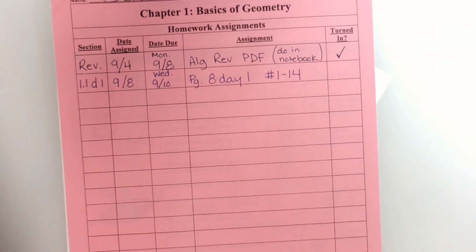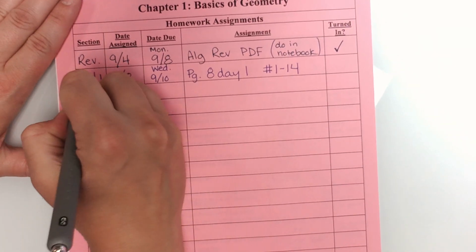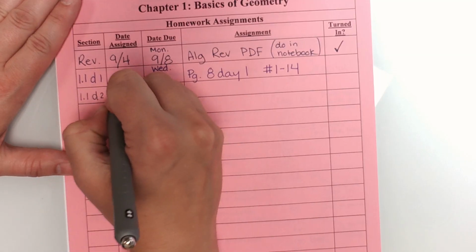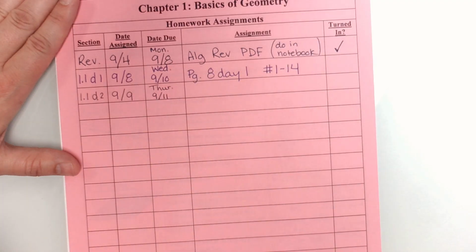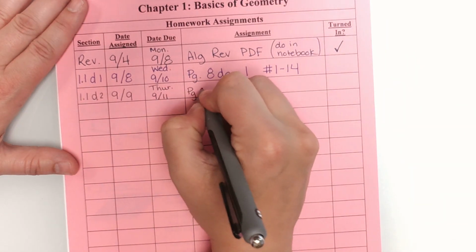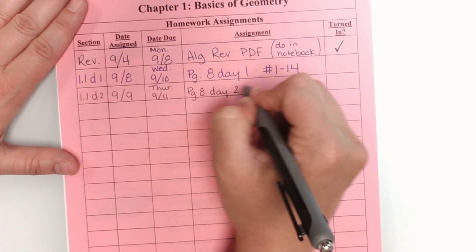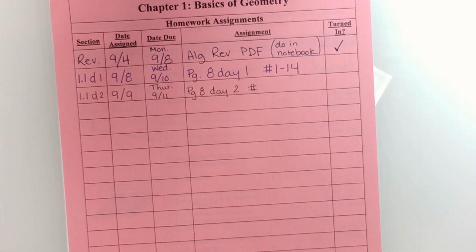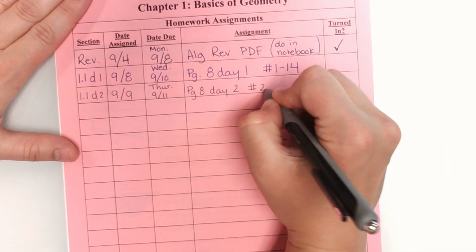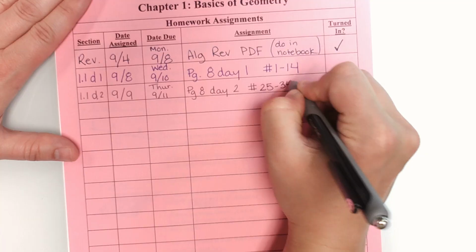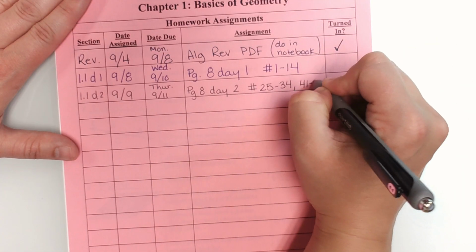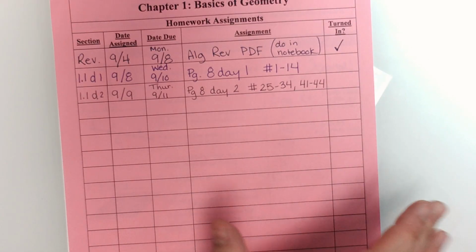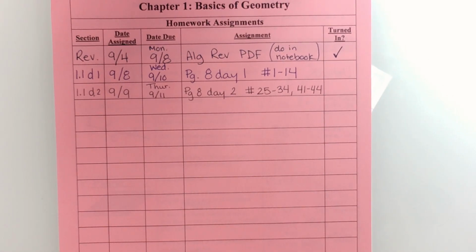Okay, that's enough of me talking. Today we finished up 1.1. It's Tuesday, so our homework's due on Thursday. Remember, on your homework assignments that you do in your book, please write the title of the assignment, which yesterday was page 8, day 1. Today is page 8, day 2. Today's homework includes questions 25 through 34 and then 41 through 44. You got a chunk of work time, take advantage of it, please.